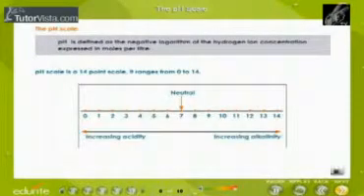The pH scale. pH is defined as the negative logarithm of the hydrogen ion concentration expressed in moles per liter. pH scale is a 14-point scale. It ranges from 0 to 14.